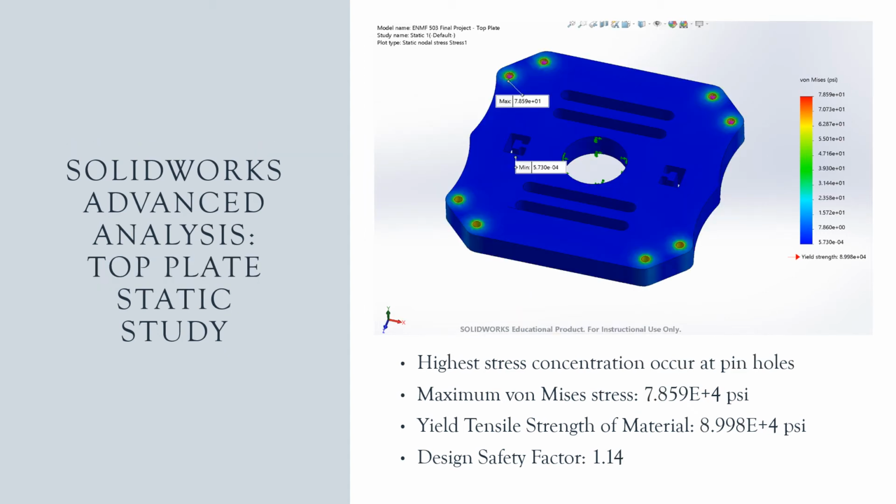Continuing on with static studies, the top plate component pictured in the slide was also chosen. This plate is centrally located on the assembly and has 8 holes for pin connections of the 4 arms. Fixing the central hole of the part and carrying out the analysis, the maximum von Mises stress value was found to be 7.859 times 10 to the power of 4 psi, with the concentration occurring in the holes as expected. This value was also well below the maximum yield strength of steel with a factor of safety of 1.14.